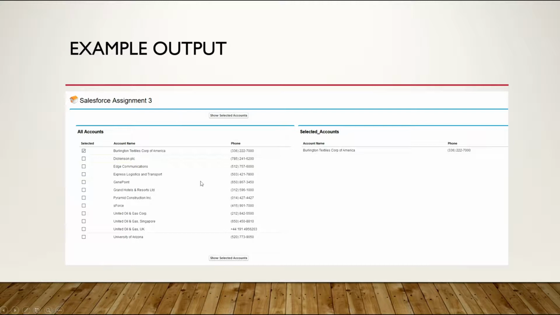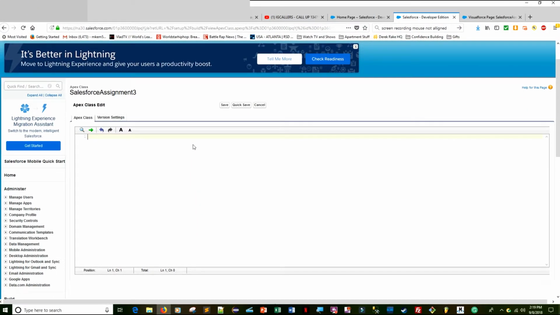And without further ado, let's jump right into the code. The first thing that we need to do is create ourselves a class, which is going to look like this: public class Salesforce Assignment 3.